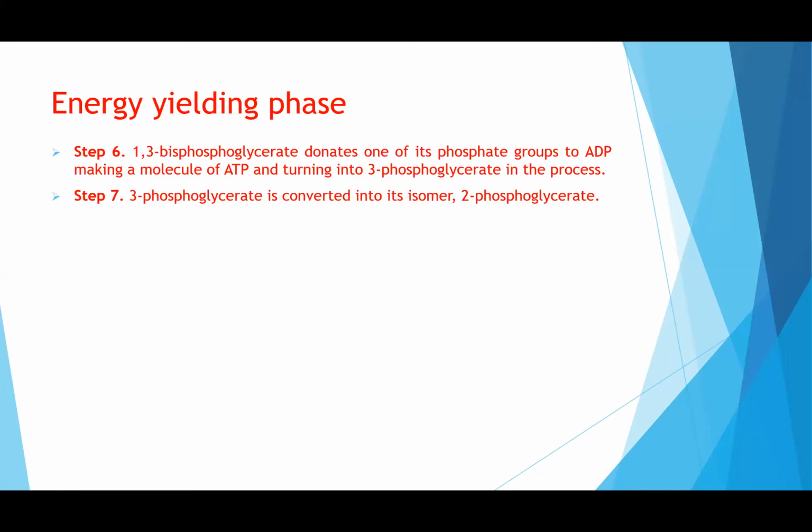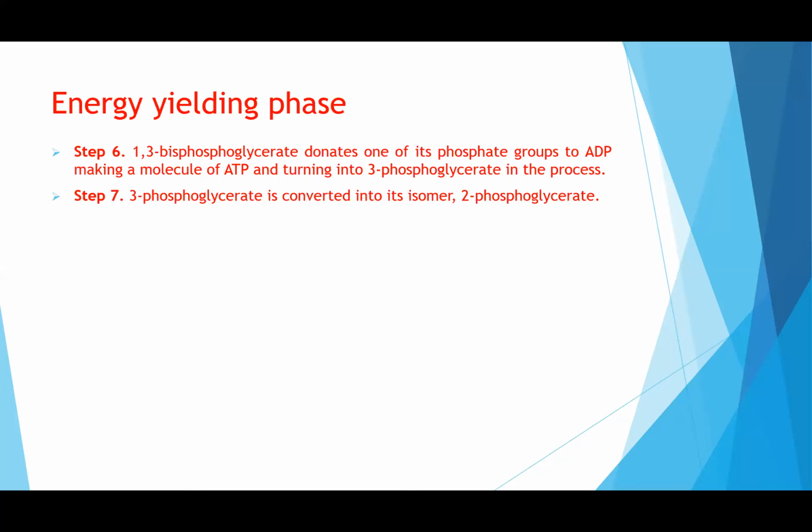Umran, can you tell me what is the difference between 3-phosphoglycerate and 2-phosphoglycerate? In 3-phosphoglycerate the phosphate is attached on the third carbon, while in 2-phosphoglycerate it is attached on the second carbon. I mean, in the isomer form the position has been changed in step 7, right?